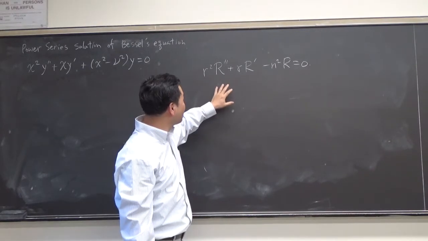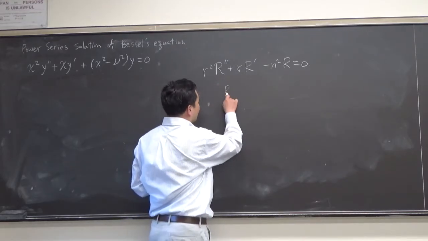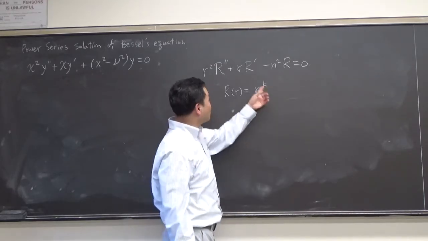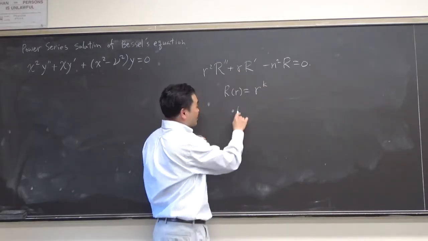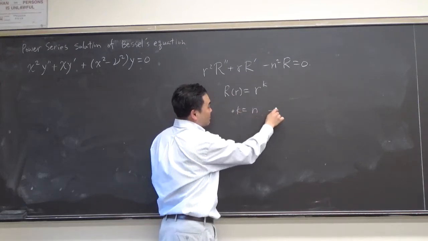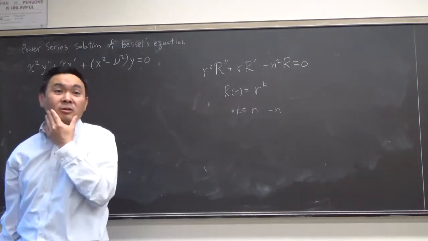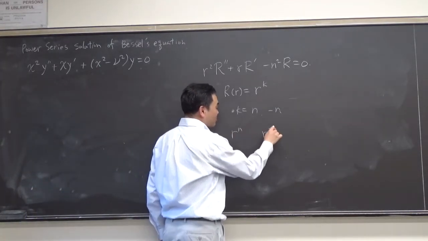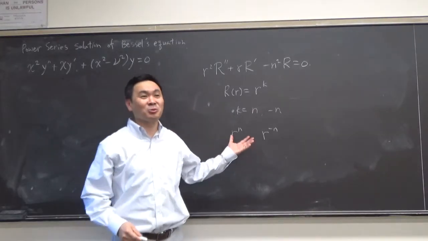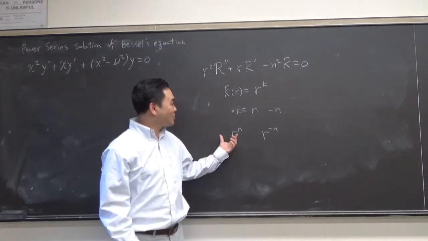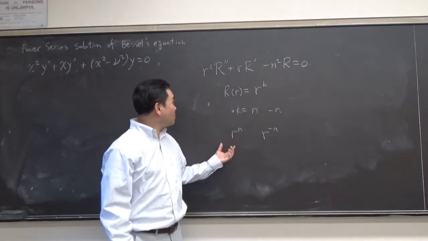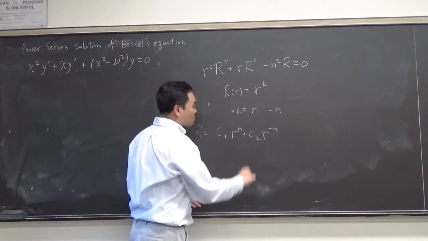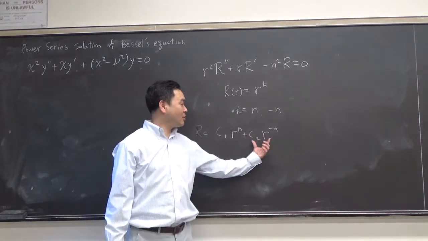Which is known to have the solution R equals r to some kth power. And then if you plug this in, you end up finding out that k is either n or negative n. Okay, you remember that? So we had two solutions. We had r to the nth power, r to the negative n. Hey, we did this last week. Don't tell me you already forgot. Right, so the general solution is R equals c1 times this and c2 times this other one. And we said this should be thrown away.